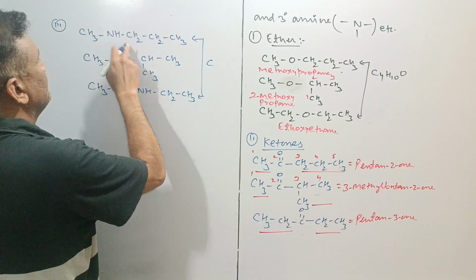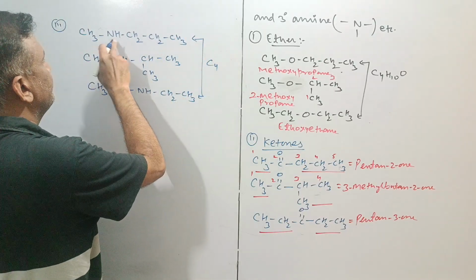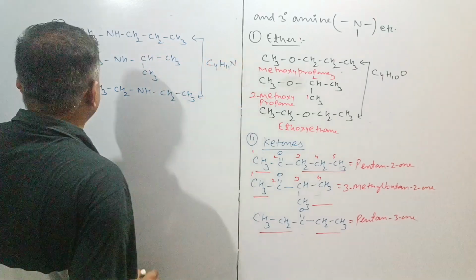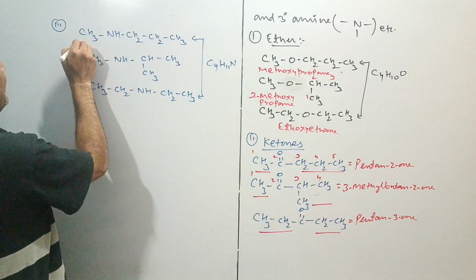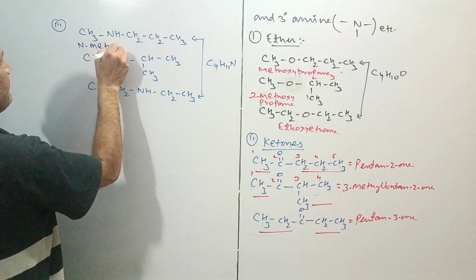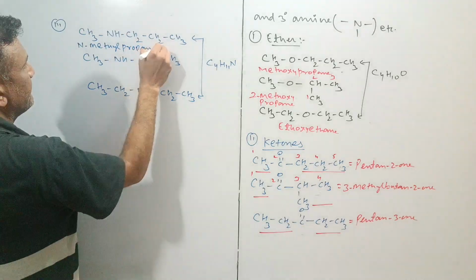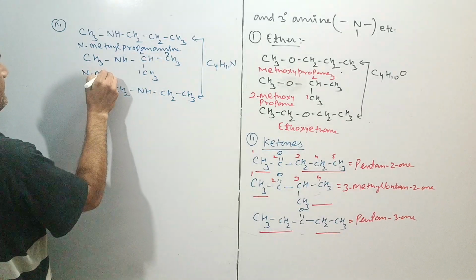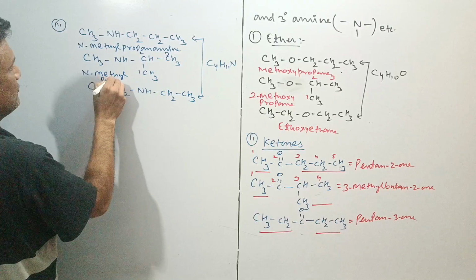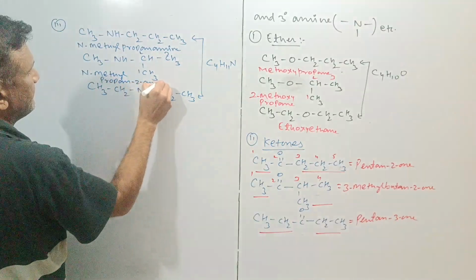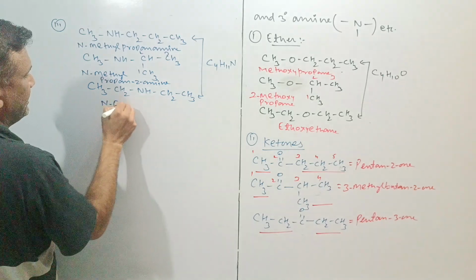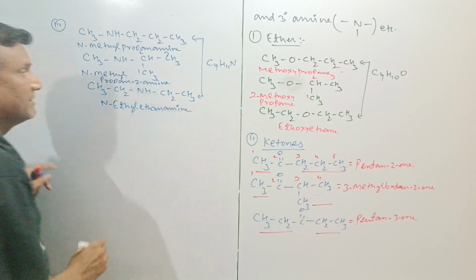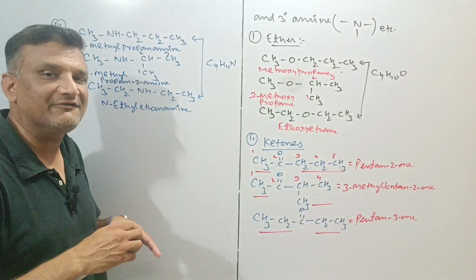With the common formula C4H11N. It is called N-methylpropanamine. This is called N-methylpropan-2-amine. This is called N-ethylethanamine. Regarding your C4H11N.